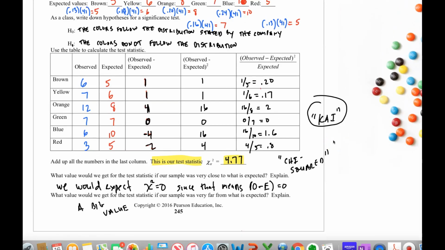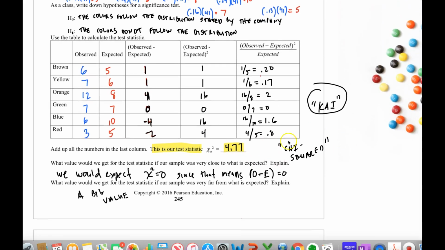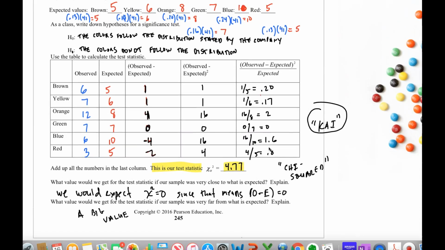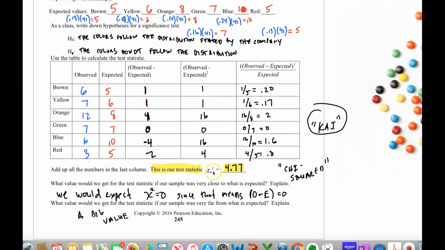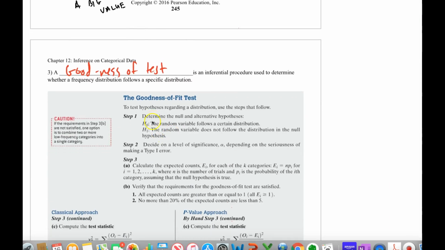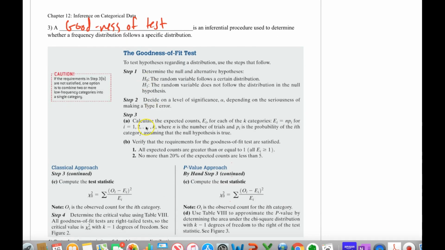Okay, for this one, now let's go ahead and actually run the chi-squared goodness of fit test. Now that we've shown how to do it by hand, we haven't checked to see what this value means, 4.77. So we're going to run a goodness of fit test. And here are the steps to run a goodness of fit test.